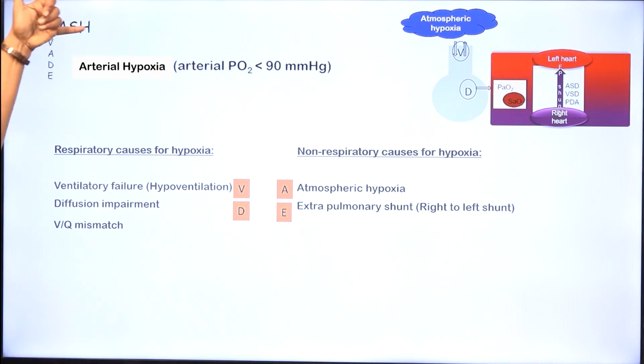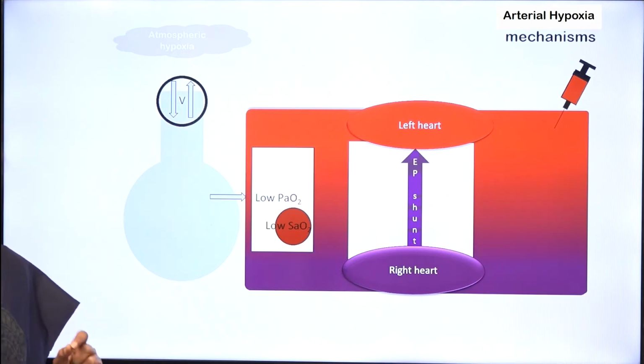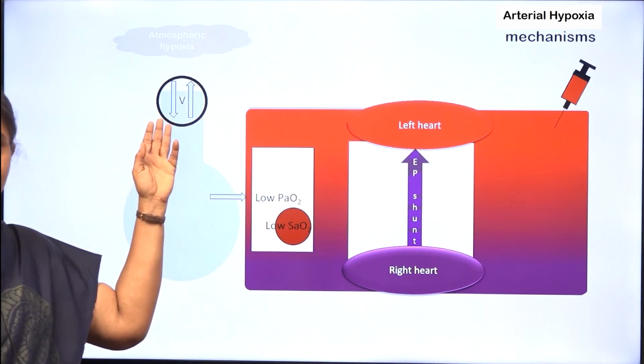So, we had a mnemonic for mechanisms of tissue hypoxia, then the hypoxia or arterial hypoxia there has four mechanisms, and that is the mnemonic for that. Let us now understand the scenario in each of these causes of hypoxia. Ventilation impairment. What do we mean by ventilation impairment?